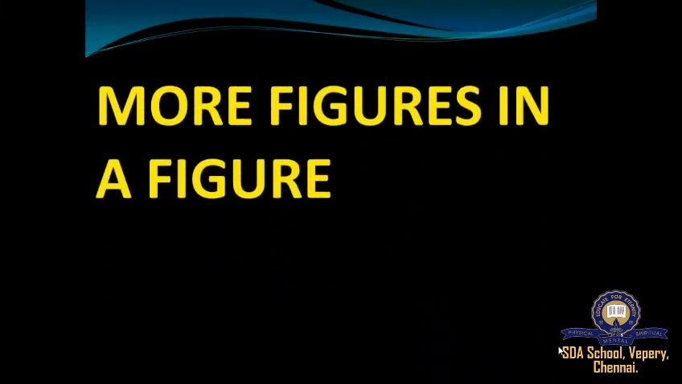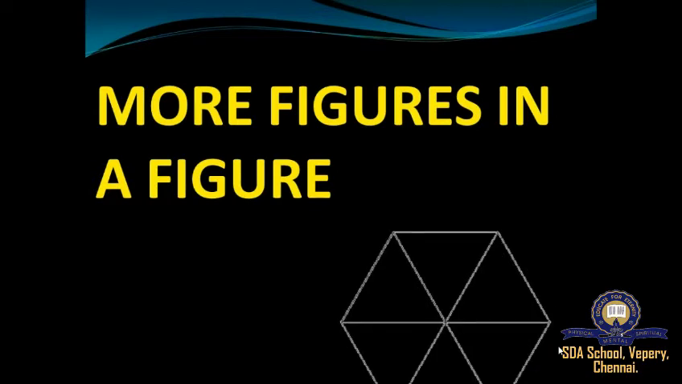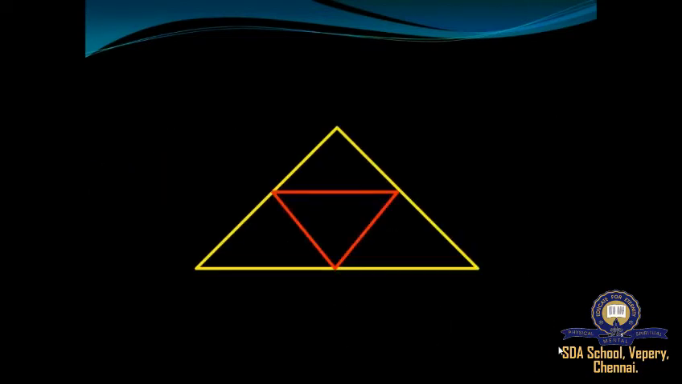Now we'll move on to more figures in a figure. So consider this example, students. How many triangles are there in the given figure? First I'm going to name each triangle as A, B, C and D for my convenience. Now could you see the triangles A, B, C and D form four triangles, right? A is one triangle, B is one triangle, C is one triangle and D is one triangle. D is an inverted triangle.